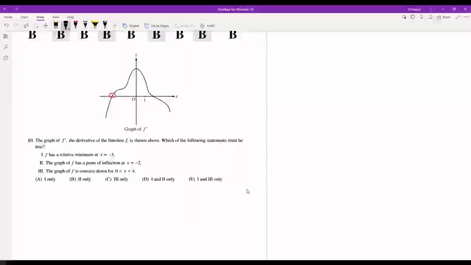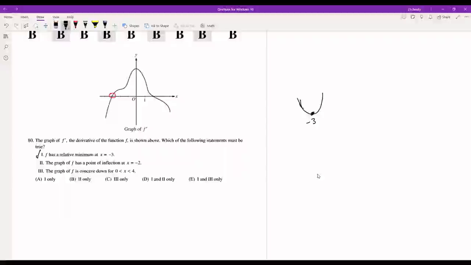And then at values greater than negative 3, the derivative is positive, so it's increasing. So the graph of f will look something like this at x equals negative 3. So one is correct, one works.